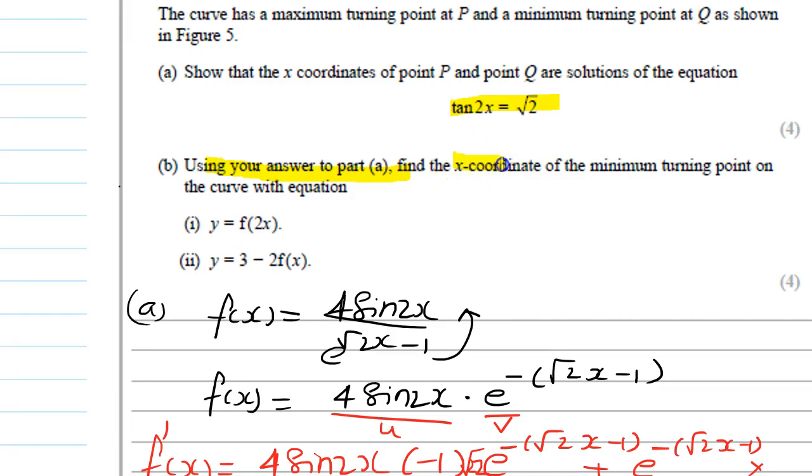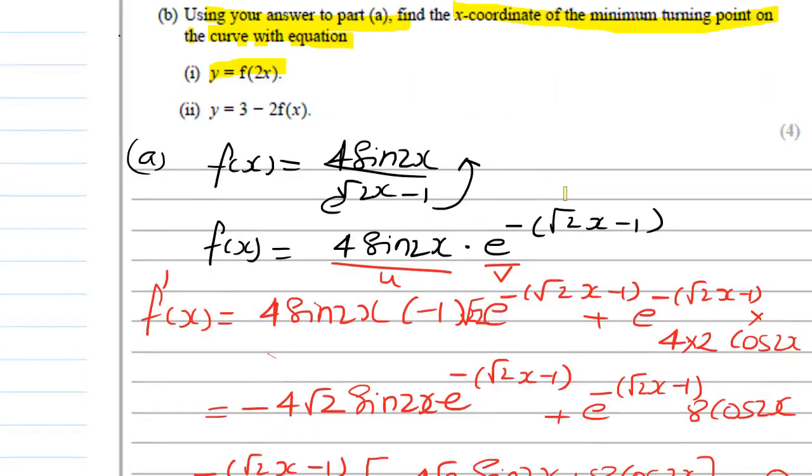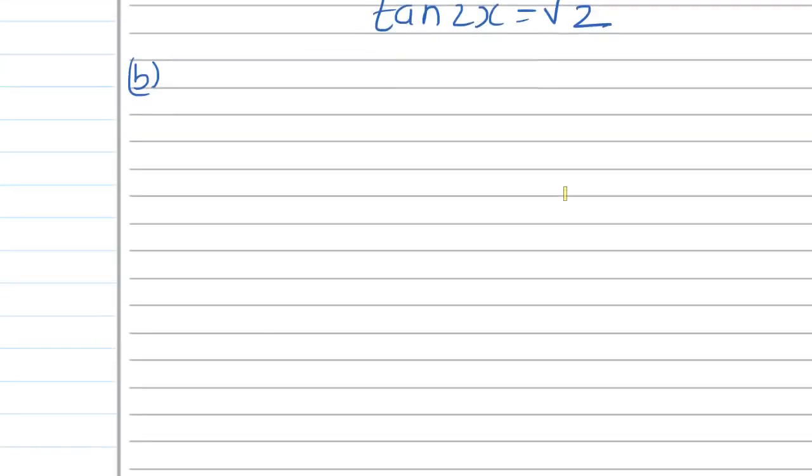Find the x coordinate of the minimum turning point on the curve with the equation y equal to f(2x). So we need to calculate the minimum turning point of the curve y equal to f(2x). So let's write down here y equal to f(2x), and use your answer to part A.